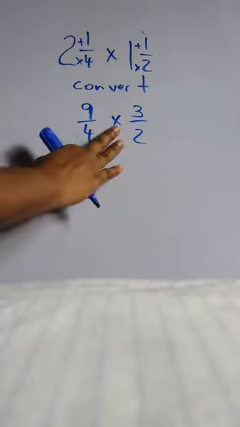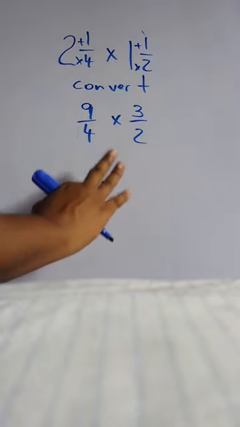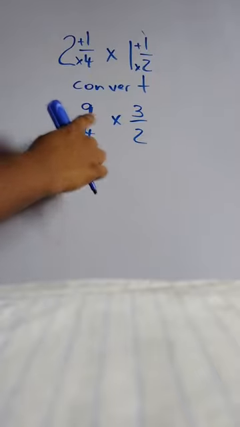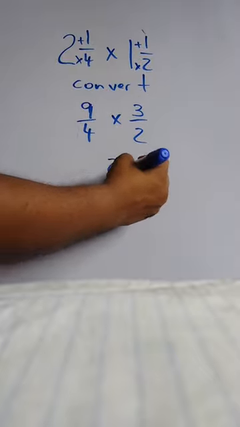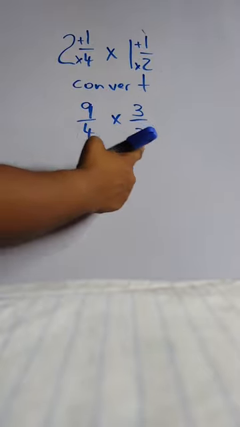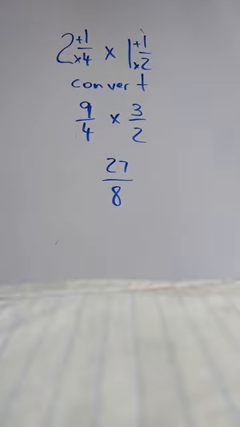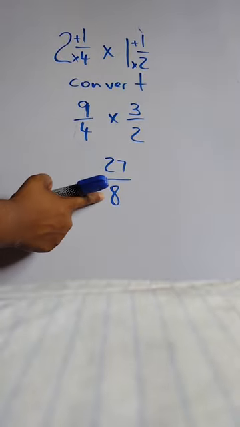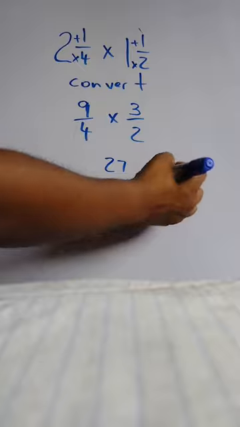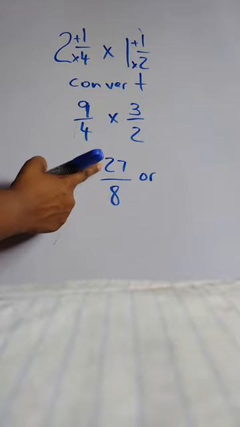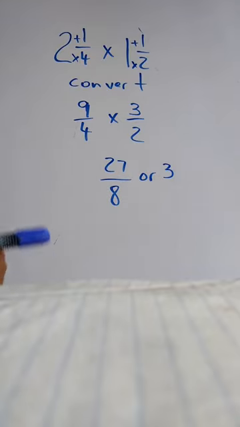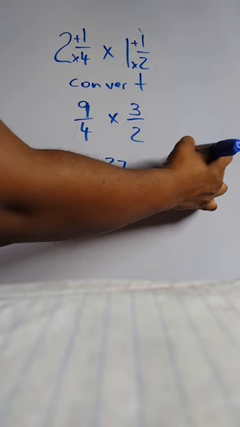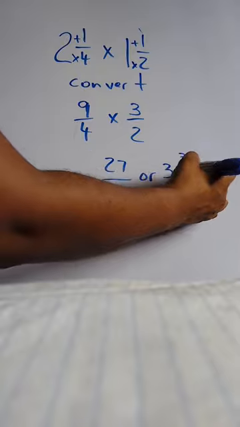We now have multiplication of a fraction by a fraction, so we go with our numerator times numerator, denominator times denominator. 3 times 9 is 27, and 4 times 2, that's 8. I realize I have an improper fraction, so I could say, how many groups of 8 can I get out of 27? I can get 3. 3 times 8 is 24. That means I'm left with 3 pieces of 8.